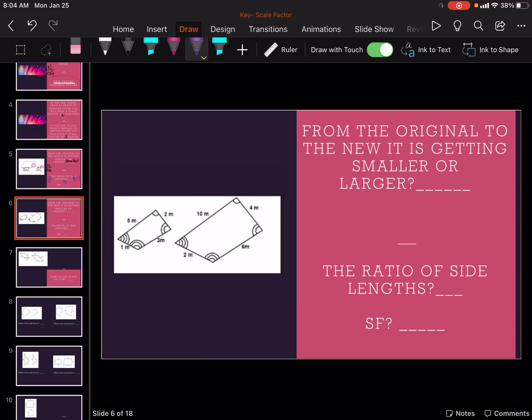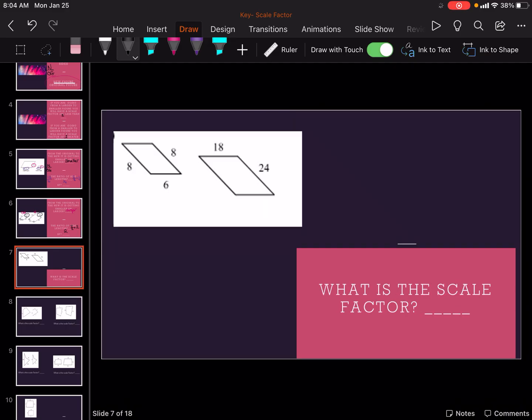Okay, so let's pick a set here. We are going from the left to the right, so this is the original, and this is the new. So it is getting larger. Let's pick easy corresponding sides. New over original, so this is going to be 4 over 2, which simplifies to 2. Again, it's greater than 1, larger. Great, that's the scale factor going from the original to the new.